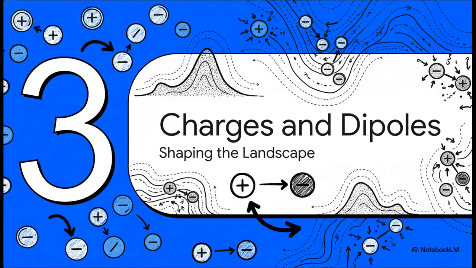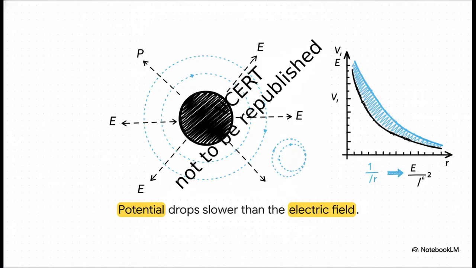That brings us to part 3, point charges and dipoles. And this brilliantly illustrates how different arrangements of charge create totally differently shaped invisible landscapes. If you look at a single isolated point charge, the electrostatic potential drops off somewhat gradually as you get further away. It's proportional to 1 over the distance, or 1/r. But the electric field itself, it falls off much steeper, proportional to 1/r^2.